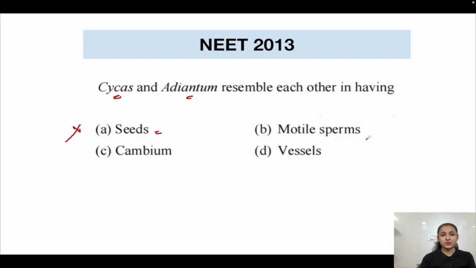Option number 2 is saying motile sperms. This option is correct. In pteridophytes, the sperms are motile. Now in gymnosperms, in the group Cycads and the group Ginkgo, motile sperms are present. But the remaining 2 groups, that is Coniferopsida and Gnetopsida, have non-motile sperms, which are present in the pollen tube. With the help of the pollen tube they reach towards the egg cell, whereas in cycads and ginkgo motile sperms are present which reach directly towards the ovule. They swim and reach directly towards the ovule and ultimately towards the egg cell. So this option is correct.